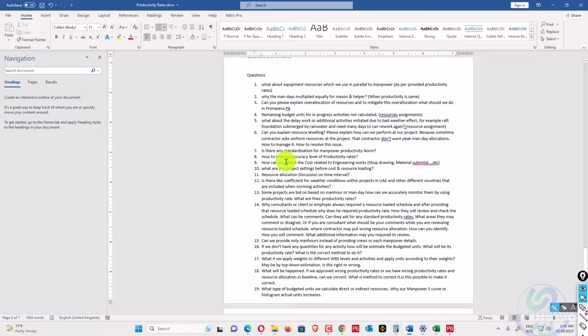Is there any standardization for manpower and productivity norms? There is no standard. So the answer to the question is that there is no standard. Some people have done research on manpower productivity rates.